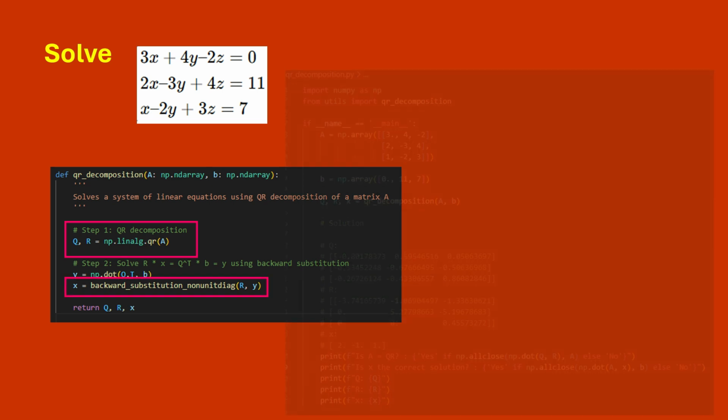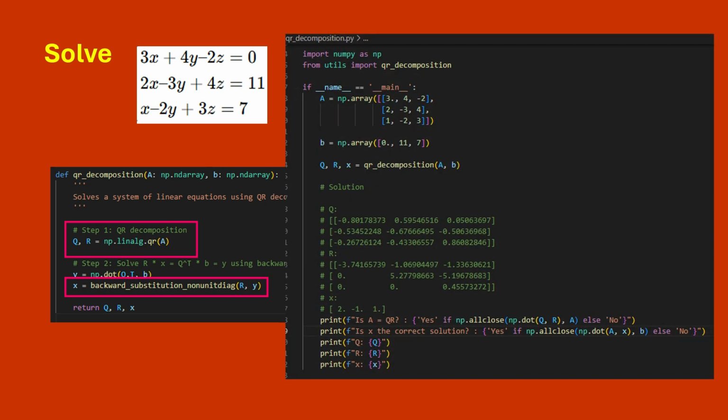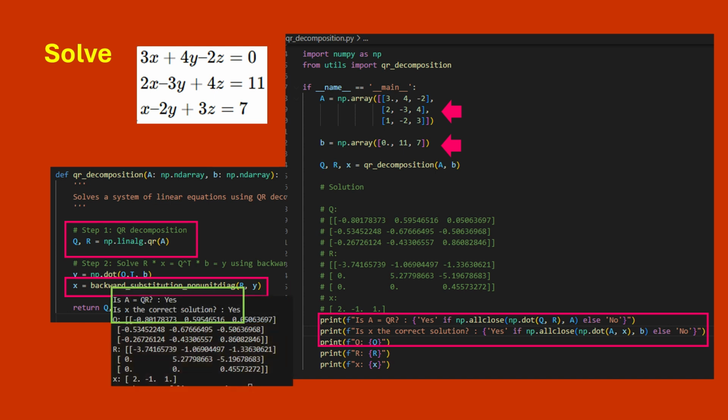In the main file, we write the matrix A and vector b for the given system of equations. Then we get the solution using the QR decomposition function from utils.py that we just discussed. We can then check if A is the product of Q and R, and if x is the correct solution, that is, it satisfies Ax = b. And we can see the answer is yes to both questions.